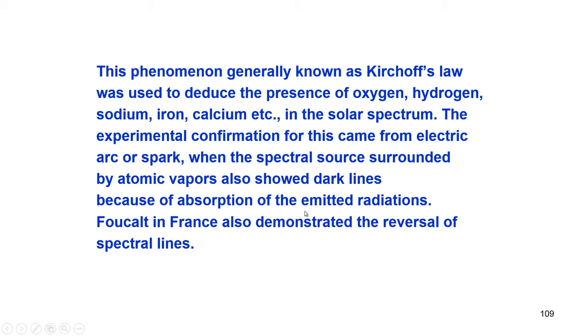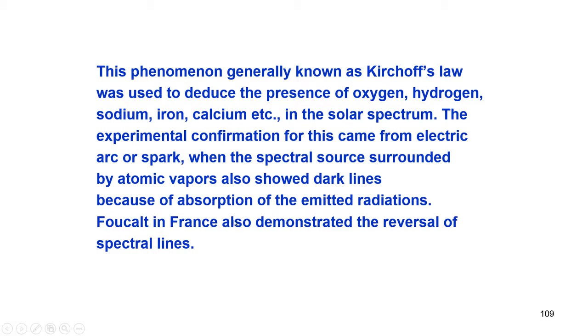in the solar spectrum. The experimental confirmation of this came from electric arc or spark, which was used to generate very high temperatures, and when the vapors were introduced into the arc or spark, the spectrum also showed dark lines similar to the radiations observed in the sun's solar spectrum.